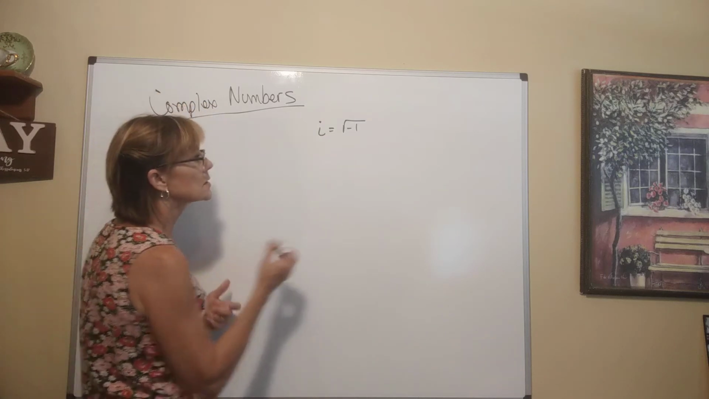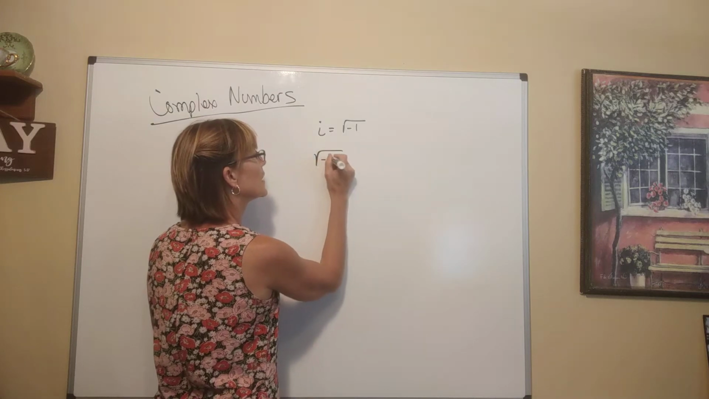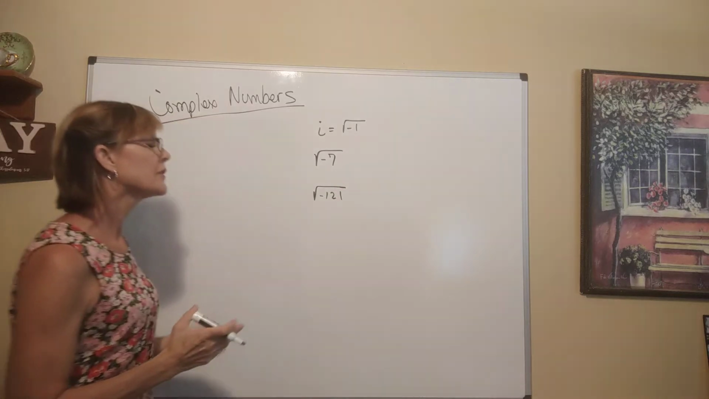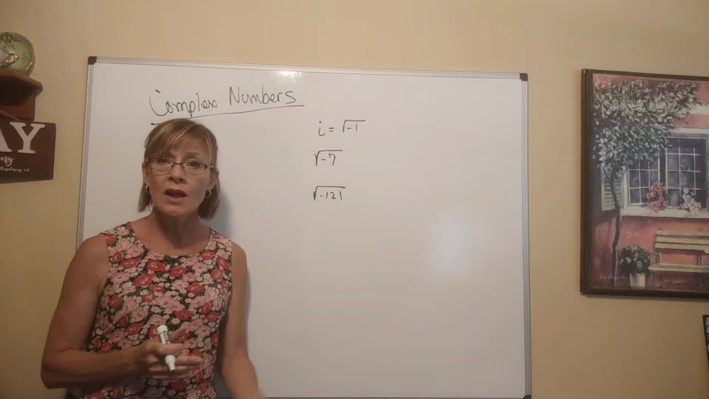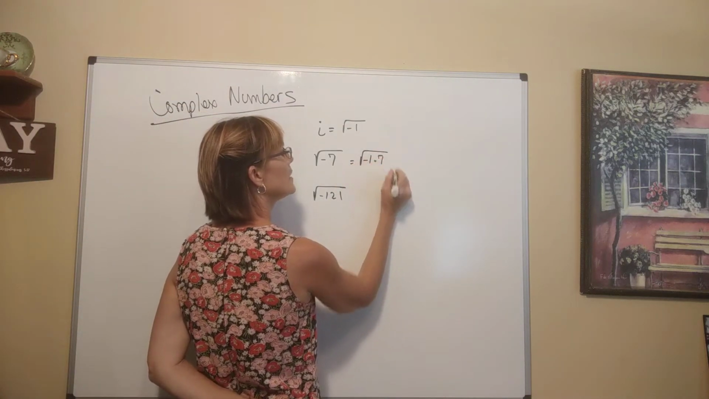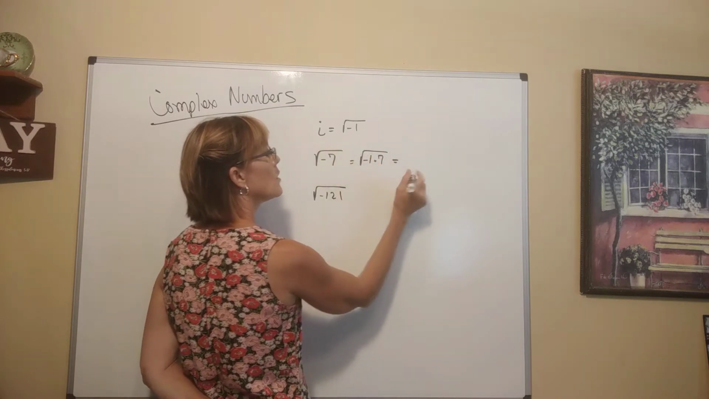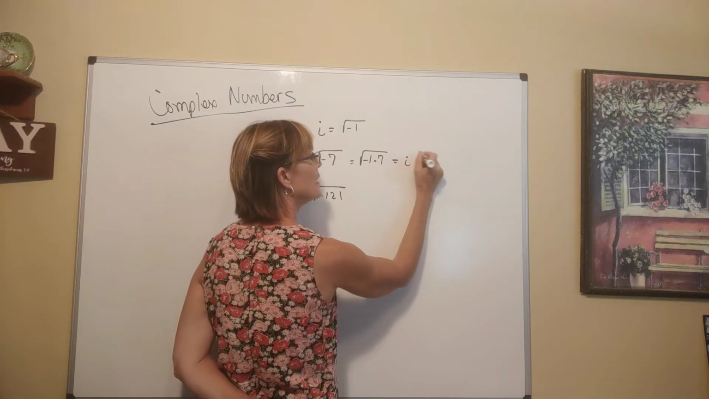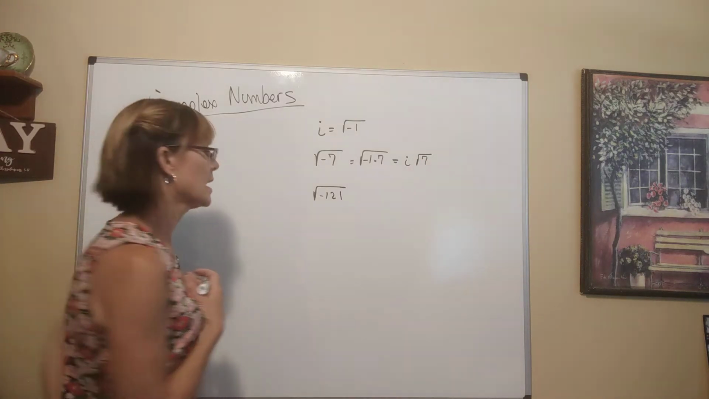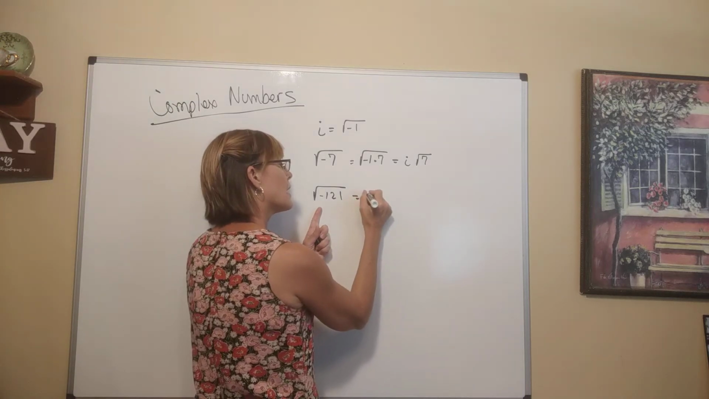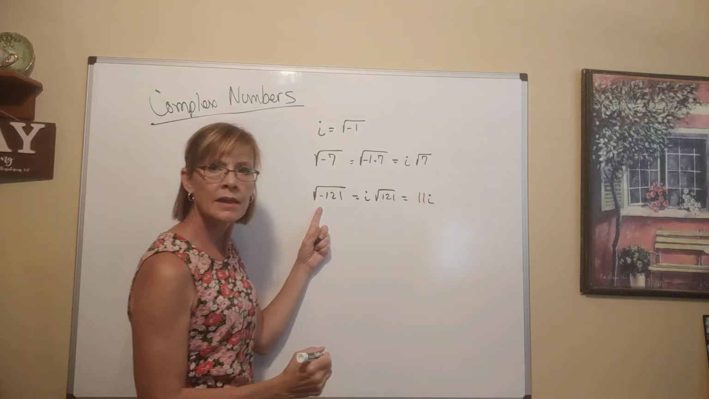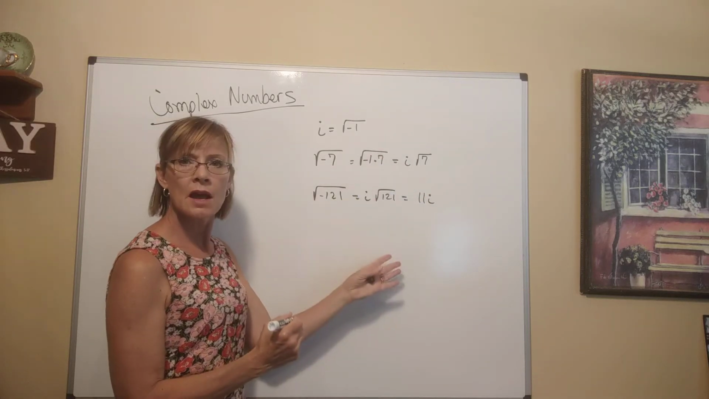So let's just look at this. What if I had the square root of -7 or the square root of -121? Previously, we would just say these are not real numbers, and they are not. But what you want to do is think of this as the square root of -1 times 7. And when you take the square root of -1, it pulls out as an i times the square root of 7. This is how you can simplify a number like that. This right here would be i times the square root of 121, or 11 times i. So that's how you can simplify some complex numbers.